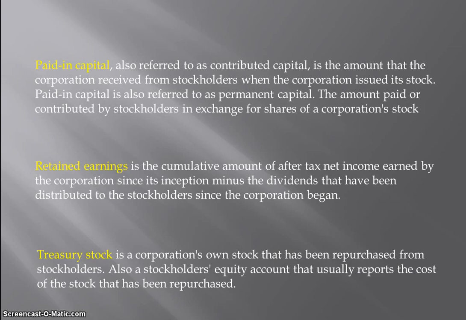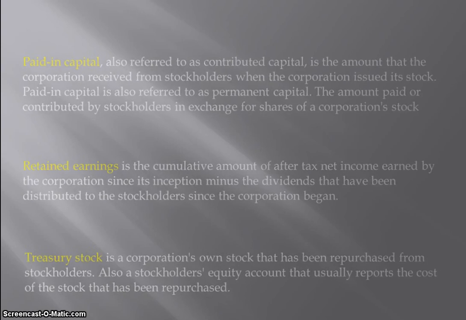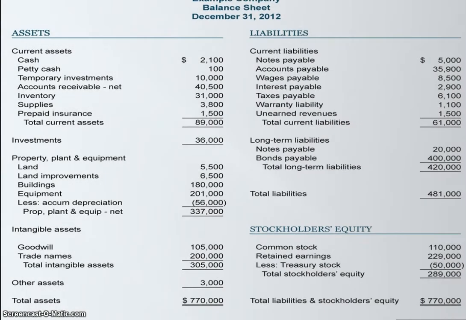Retained earnings is the cumulative amount of after-tax net income earned by the corporation since its inception, minus dividends that have been distributed to the stockholders since the corporation began. Treasury stock is corporation-owned stock that has been repurchased from the stockholders. So basically, when they repurchase their stock, you have the treasury stock.